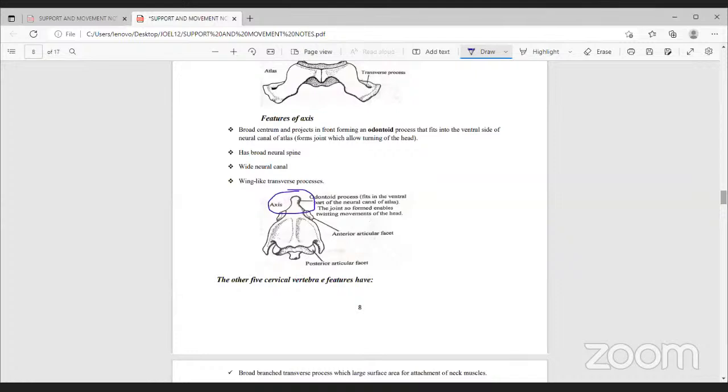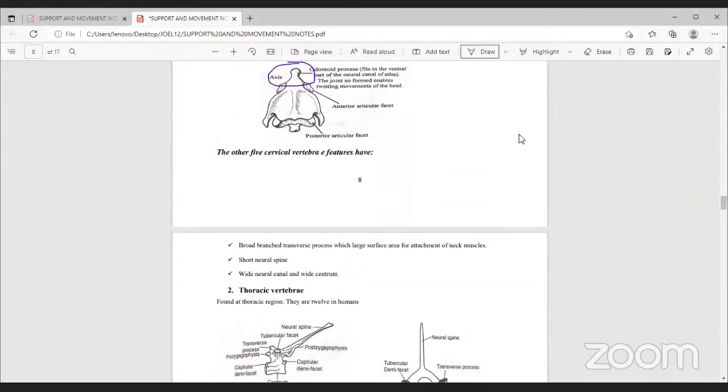Those four features are different. You cannot see them in the other five. The first two cervical vertebrae, atlas and the axis, have some features that are not evident or cannot be seen in the other five. However, all the other five cervical vertebrae have the same features. Which are the other features? I can maybe conclude by looking at them.